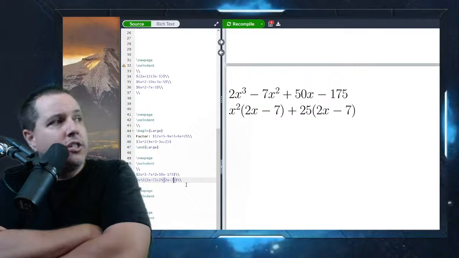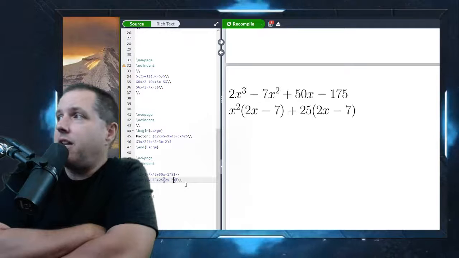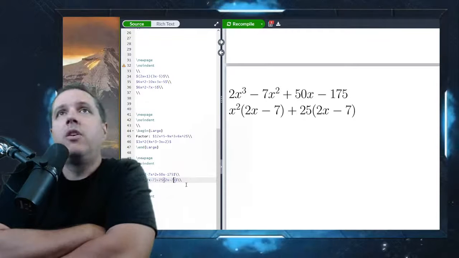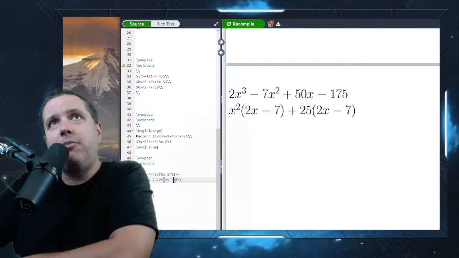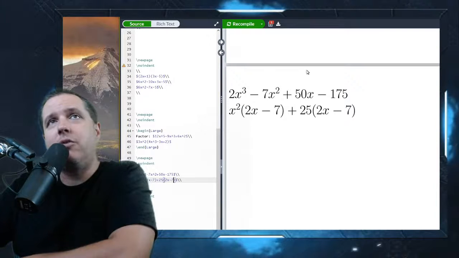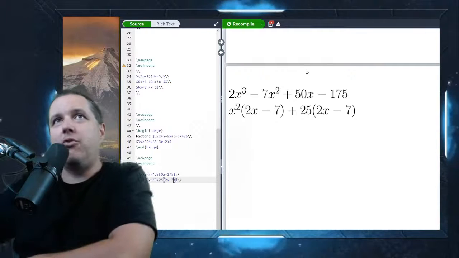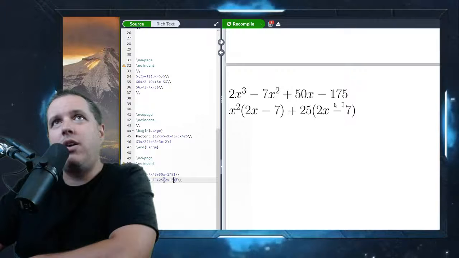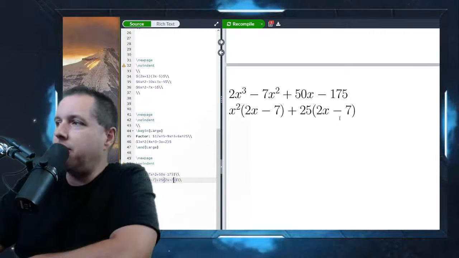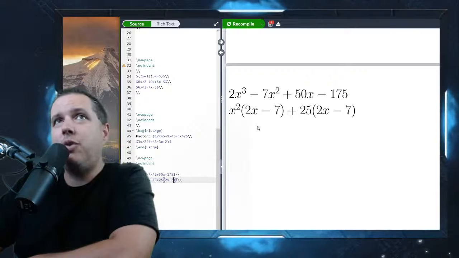Notice if we just redo the multiplications that we have here, we just get the top line again. Right? If I multiply this x squared back in, I get these 2 terms. If I multiply the 25 back in, I get these 2 terms. But now notice what do we have? We have 2 terms here, really. We have this first one, and then we have this second one. But do they have something in common? They do, right? They have a shared factor of 2x minus 7.